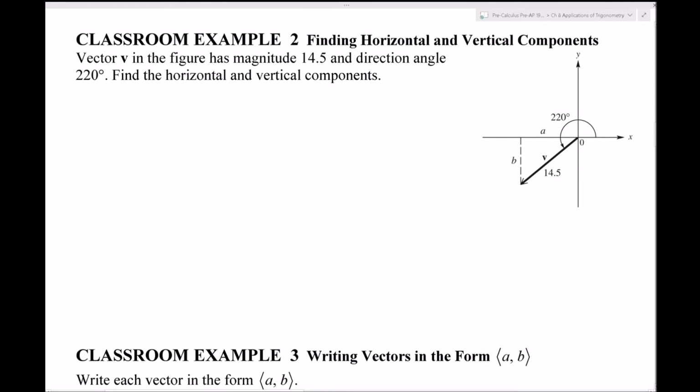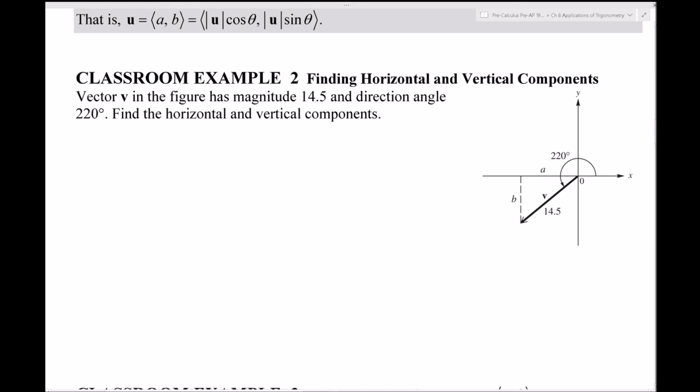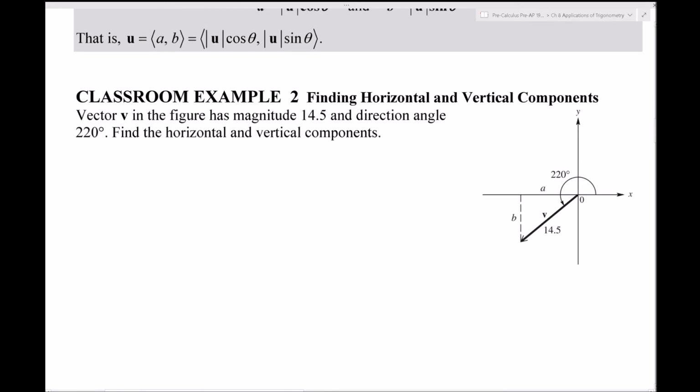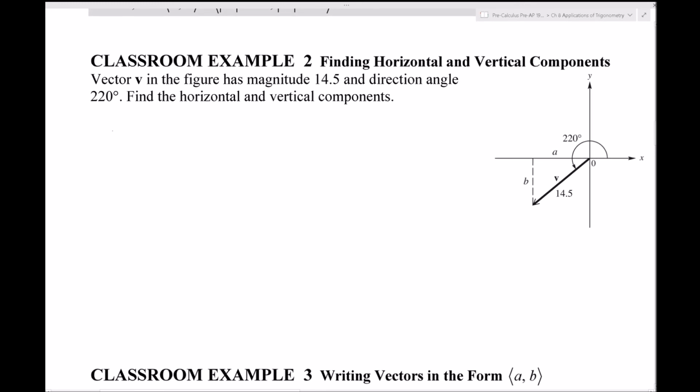So let's see, number 2. Vector v in the figure has a magnitude 14.5 and a direction angle 22 degrees. Find the horizontal and the vertical component. So backwards, they gave you the magnitude and the angle. Find the x and y values, or the horizontal and vertical values. So we just use those formulas that I have up here. So if I want the horizontal, so I can call it horizontal.